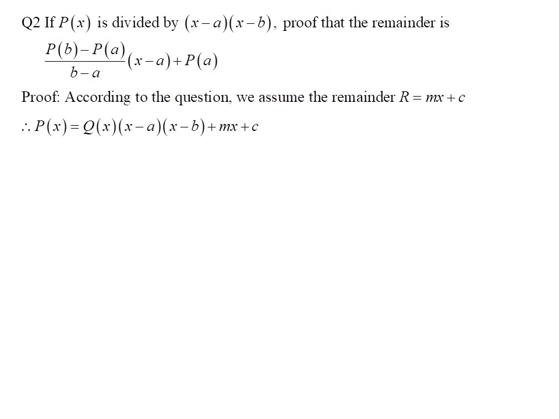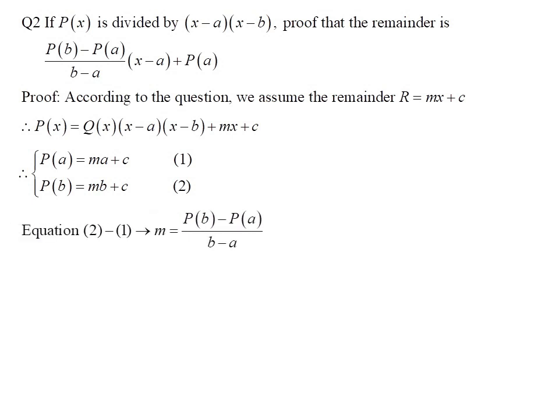Since the polynomial p(x) is divided by a quadratic, we assume that the remainder is a linear expression like mx plus c. After substituting values of a and b into the variable of the polynomial p(x), we have the simultaneous equations of p(a) equals ma plus c and p(b) equals mb plus c established. Here we use equation 2 minus equation 1 to obtain the expression of m, which equals the result of p(b) minus p(a) over b minus a.